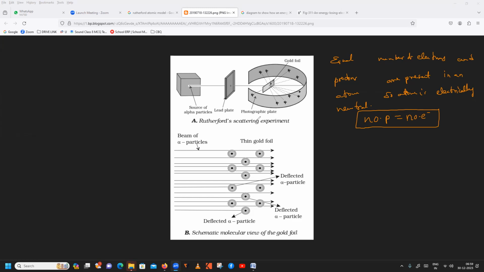The first drawback of the Rutherford atomic model, let us see, keep reading everybody. Drawbacks of Rutherford's atomic model. Now, observe very carefully.